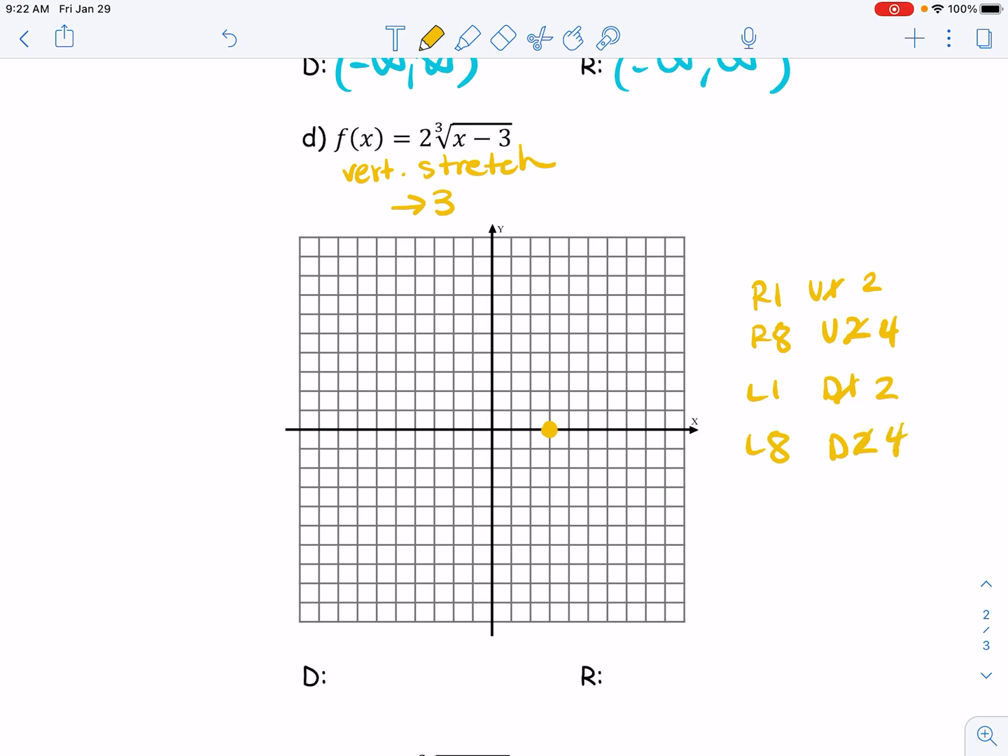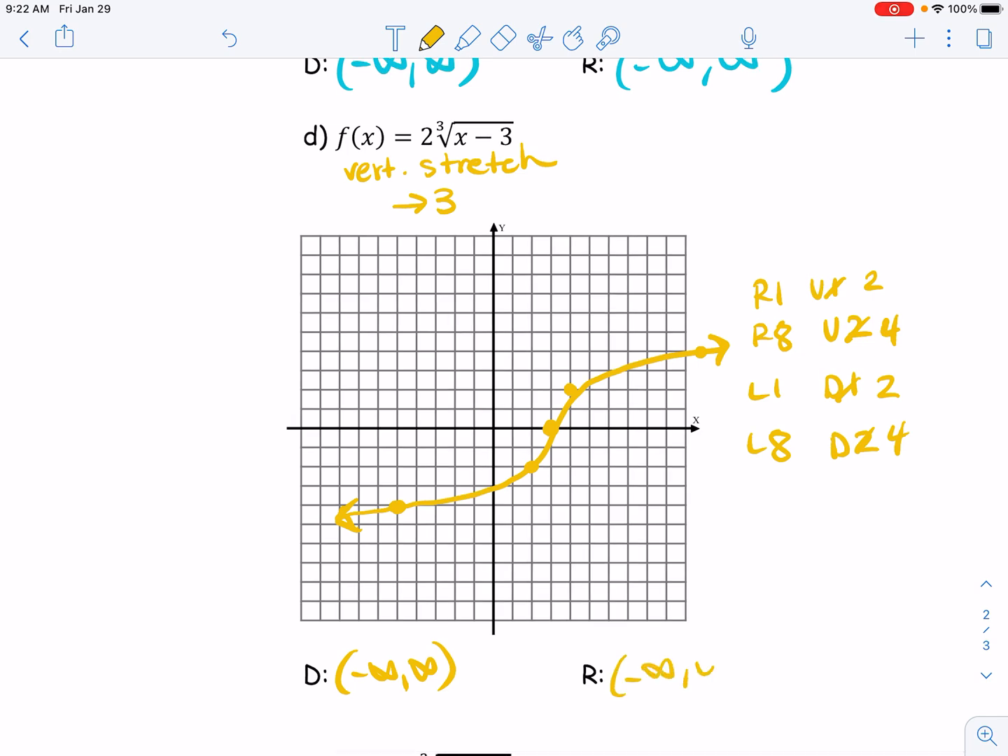And so now I'm going to go right 1 up 2 and right 8 up 4. 1, 2, 3, 4, 5, 6, 7, 8. So somewhere about right here. Left 1 down 2, and then left 8 down 4. And then I see that cubic root function that has been vertically stretched and shifted to the right 3. Domain, still negative infinity to positive infinity. Range, still negative infinity to positive infinity.